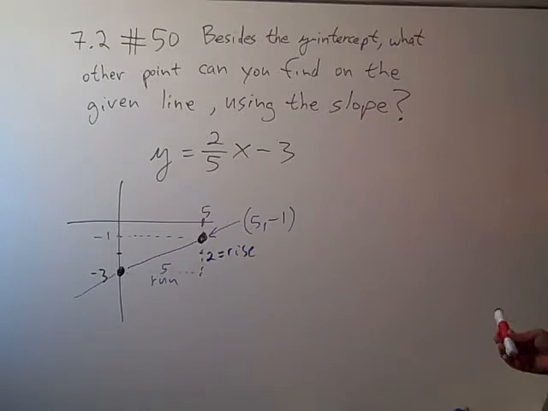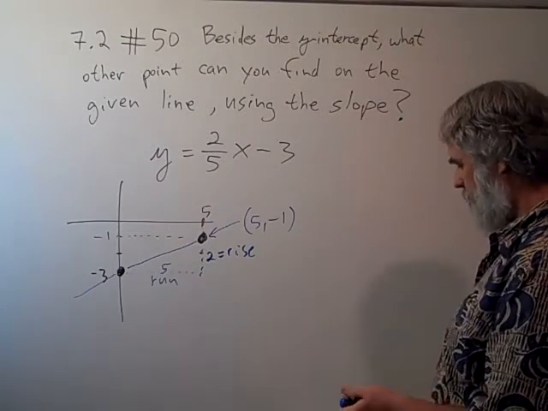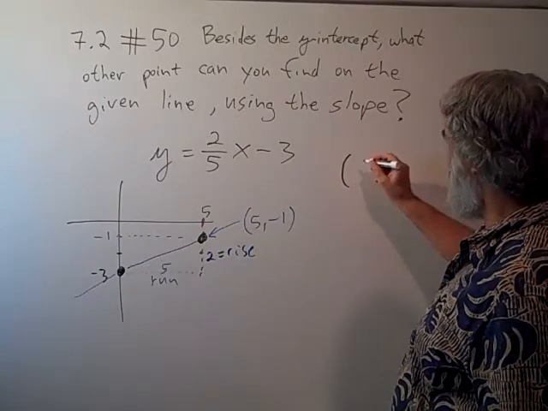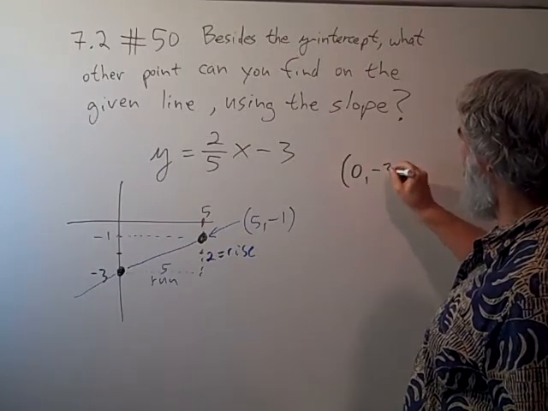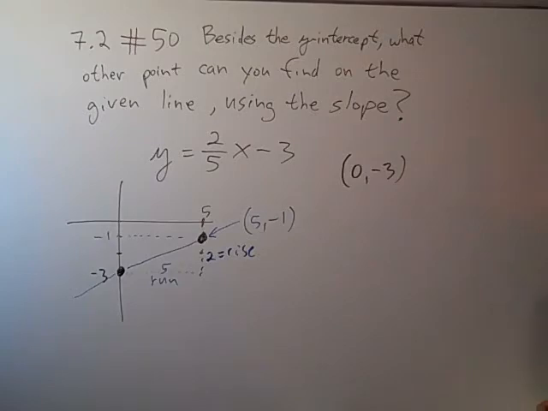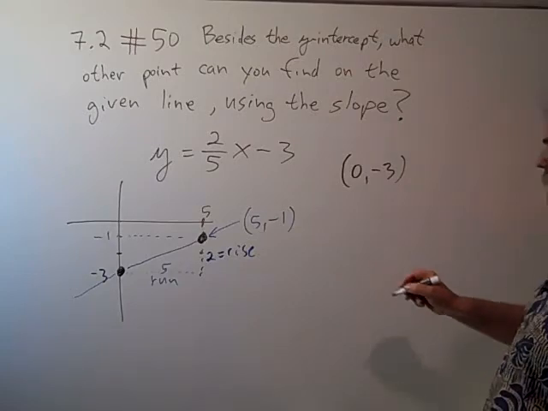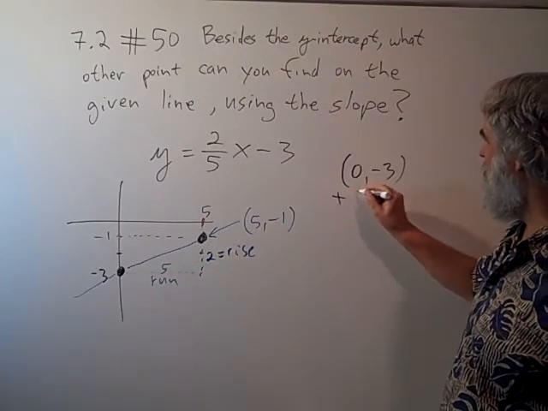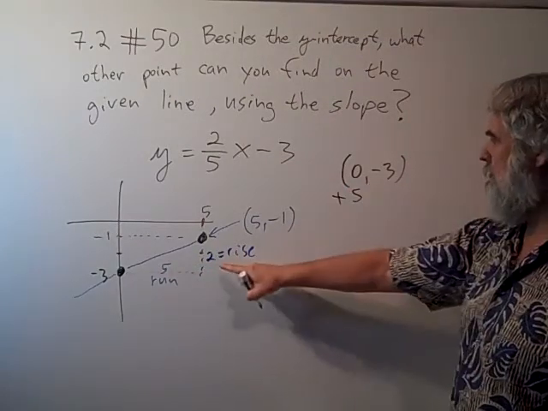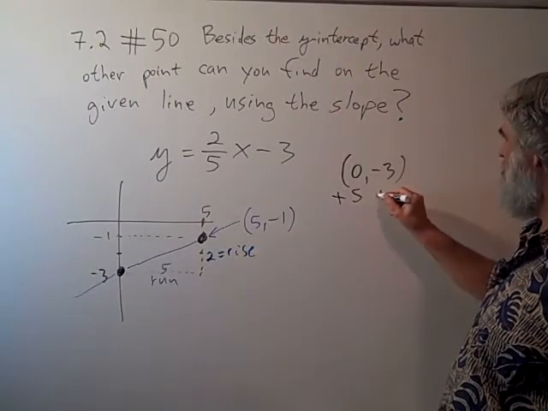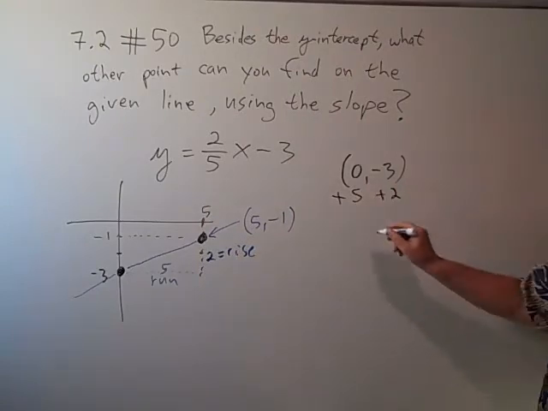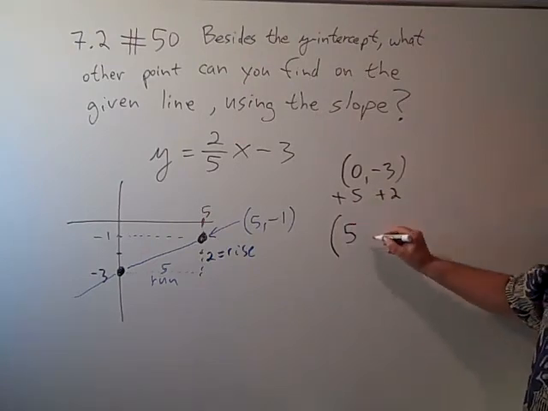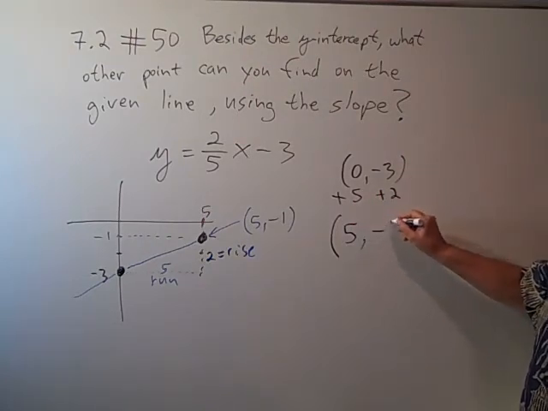But we could have gotten it another way as well. Because the point that we start off with, the y-intercept, is the point 0, -3. That's where the line crosses the y-axis. The run is the change in the x. The x increases by 5 at the same time as the y increases by 2. So if we add 5 to the previous x coordinate, we get 5 plus 0 is 5. Add 2 to -3, you get -1.